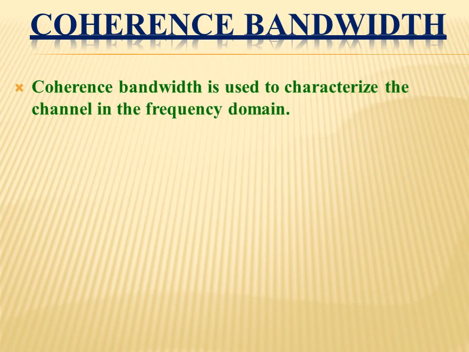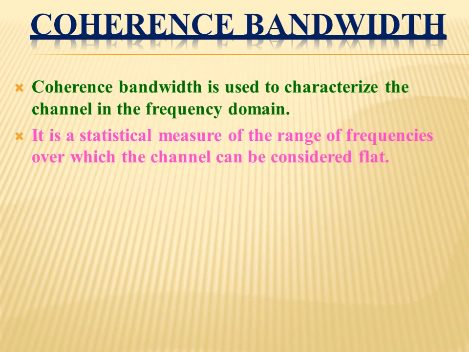Coherence bandwidth is another parameter in the wideband fading models. Coherence bandwidth is used to characterize the channel in the frequency domain. It indicates the range of frequencies over which the channel is considered to remain static and offers approximately equal gain and linear phase response. A larger coherence bandwidth indicates a wider range of frequencies for which the channel response remains unchanged. It is a statistical measure of the range of frequencies over which the channel can be considered flat.